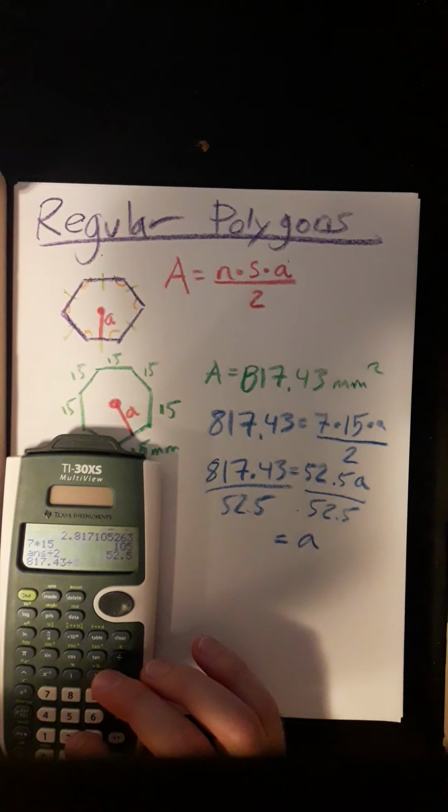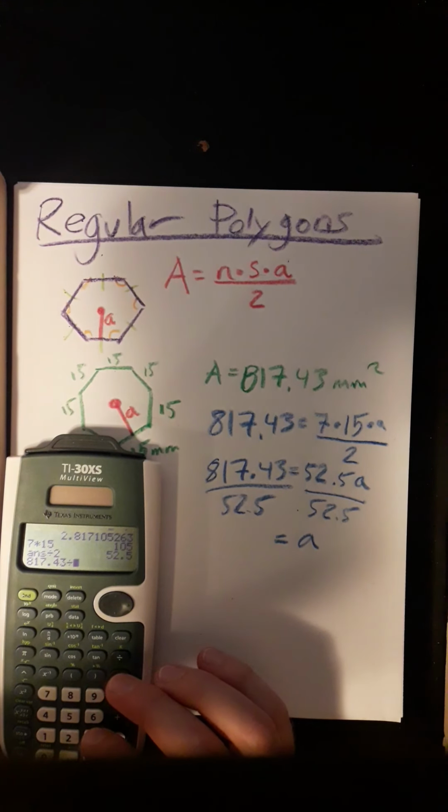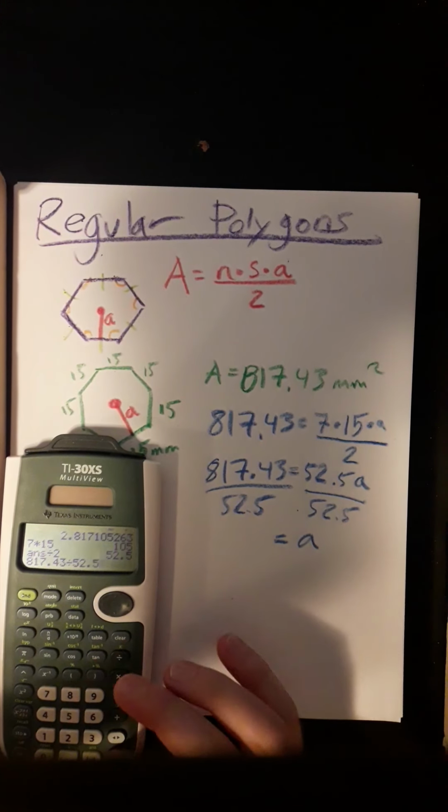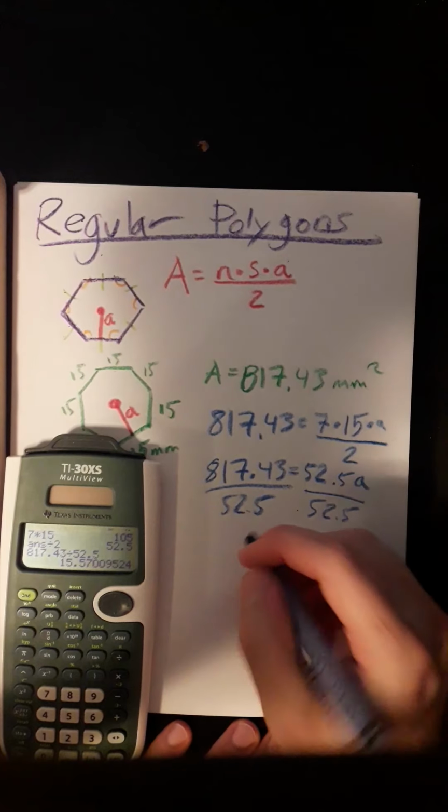You'll notice that I'm using the TI-30XS calculator. It's about $15 at Walmart. I know times are tough right now, but if you need access to a calculator, it's a pretty decent calculator.